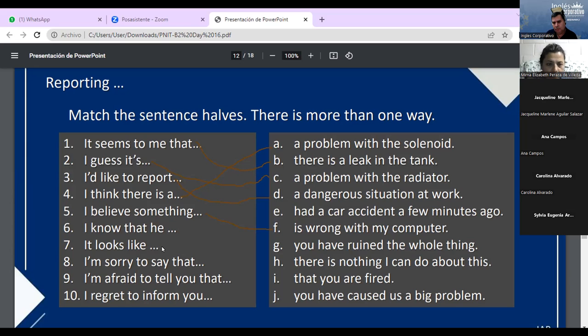Yo sé que número 6. Yo sé que dice la número 6. Number 6.